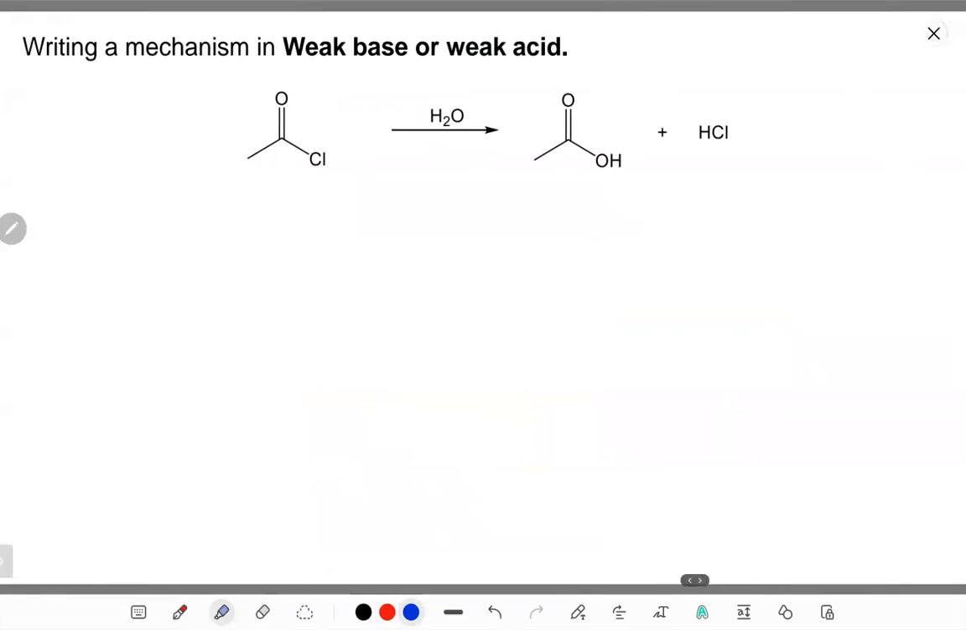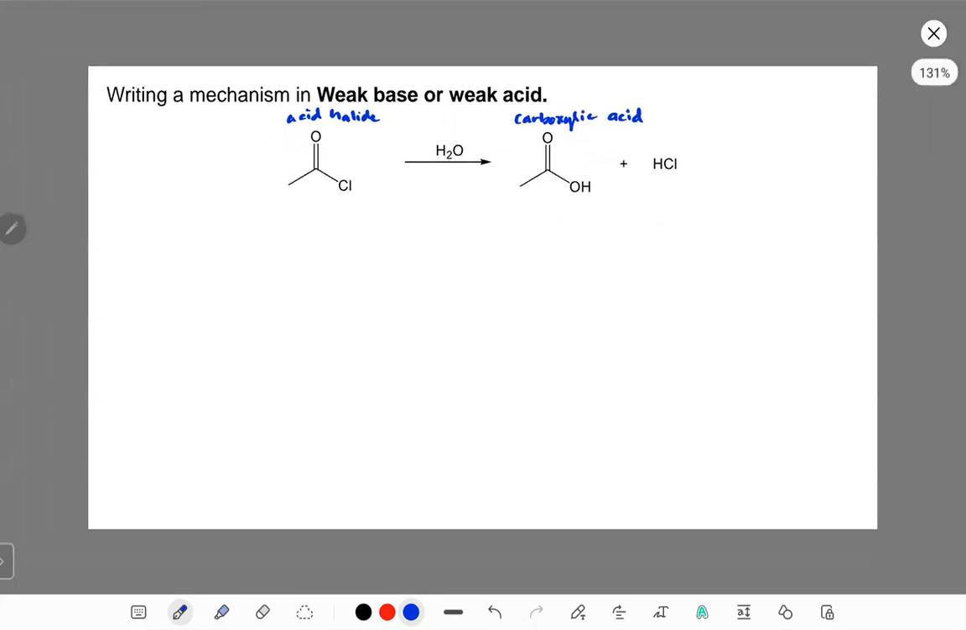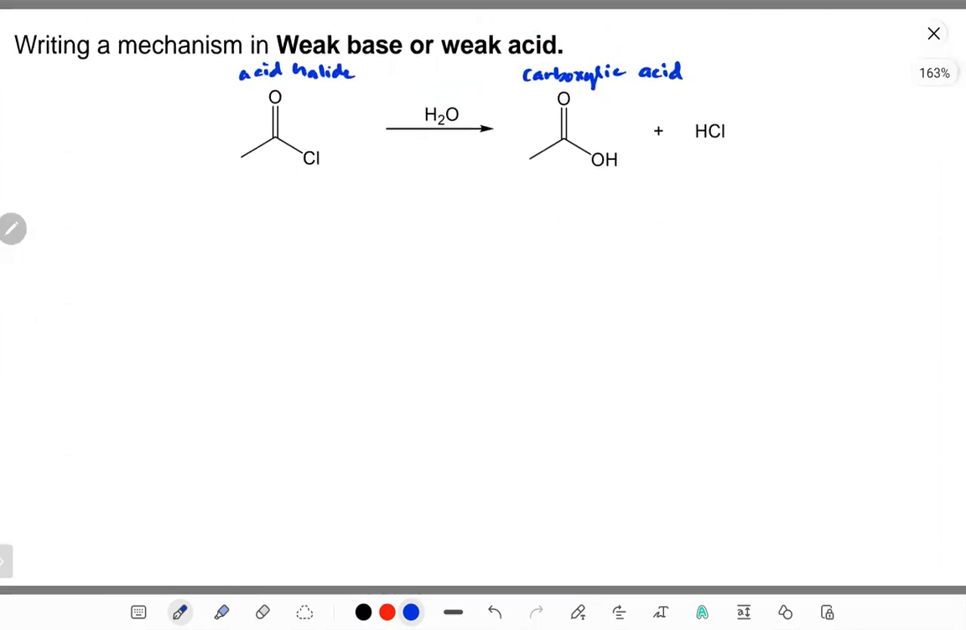That's the difference. So how about if we have organic reactions under weakly basic or weakly acidic conditions? So what could the mechanism be? Remember that we are using water in this reaction. You have an acid halide here, and you will hydrolyze it to produce a carboxylic acid, and a byproduct which is an acid as well. Okay.